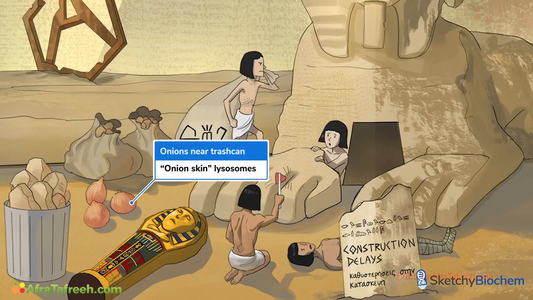Fun fact, onions were a common snack back in ancient Egypt, and this contributed directly to the invention of, you guessed it, mouthwash.